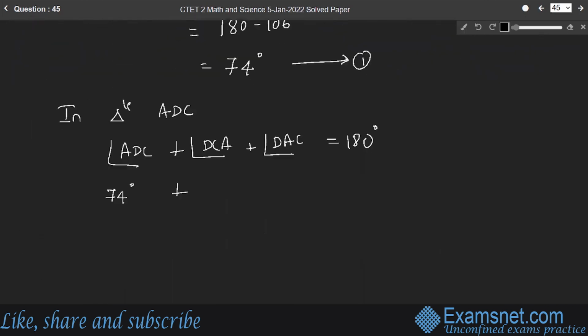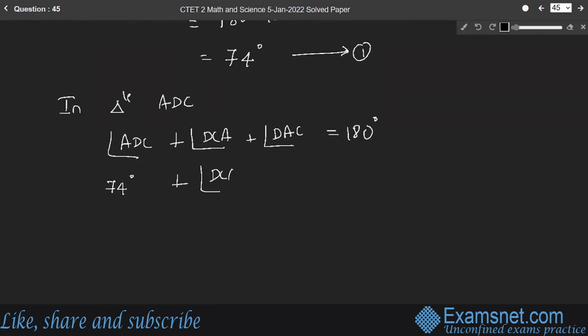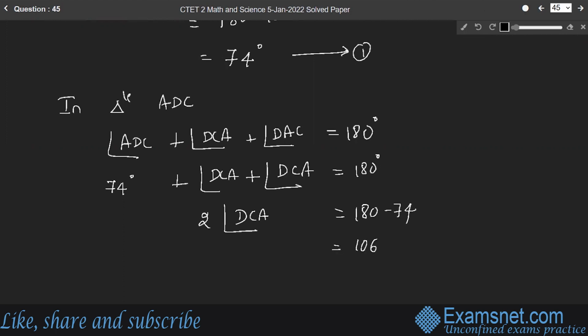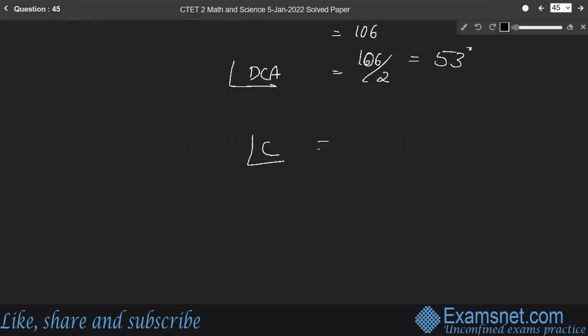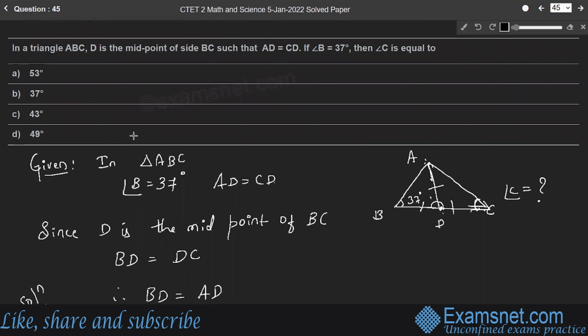So angle DCA plus, instead of DAC, we can write DCA again, is equal to 180 degree. Twice the angle DCA is equal to 180 minus 74, which is 106 degree. Therefore, DCA is equal to 106 by 2, which is 53 degrees. Therefore, angle C is equal to 53 degrees. So, option A is the right answer.